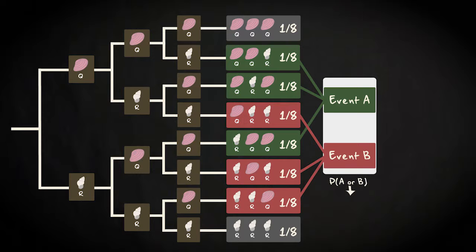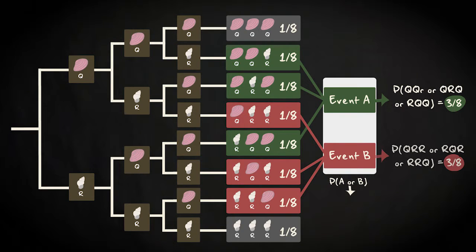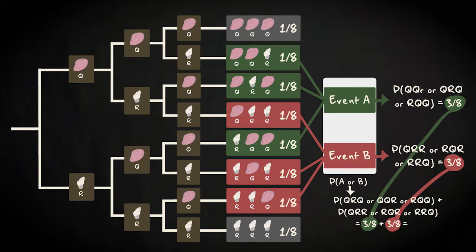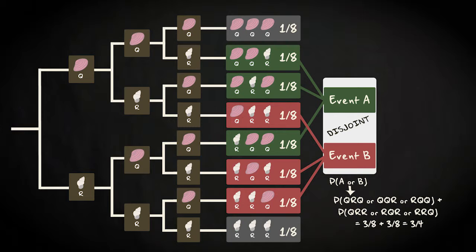The probability of picking up 1 R shell, event A, is 3/8, and the probability of picking up 2 R shells is the same. The sum of these is 6/8, which is 3/4. As it turns out, events A and B do not share any outcomes. They are disjoint. So the probability of their intersection is 0. And therefore, the probability of the union of A and B is just the sum of their separate probabilities, 3/4.